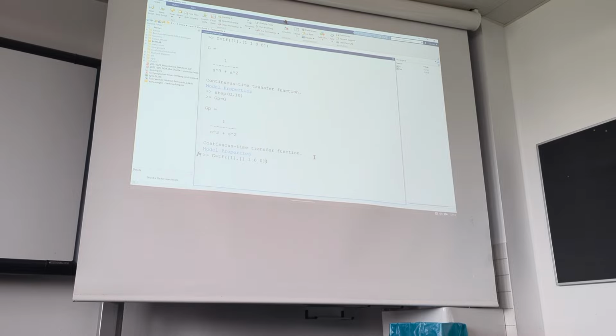And now if I add another comma and provide a sampling period of 1 second, then the command transfer function is automatically interpreted by MATLAB as a discrete transfer function with a sampling period of 1 second. So I do that and hit return.